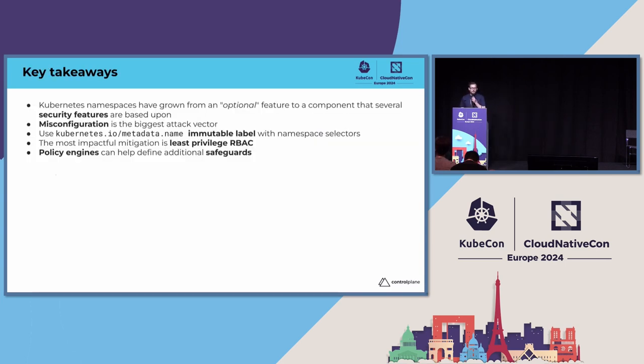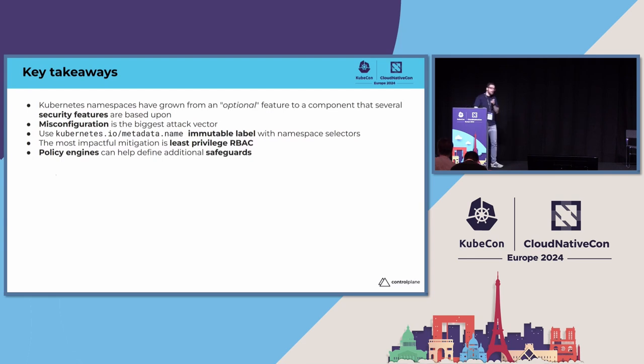So, yeah, we finally reached the end of this presentation. Key takeaways for you. I strongly believe Kubernetes namespaces have grown from an optional feature, as the documentation says, to actually a cornerstone for several security features in our cluster. So although they do not provide any isolation by themselves, a lot of security functionalities are based off them. Misconfiguration is a real thing, and therefore you should restrict what users can do, and you should audit changes to your namespaces in production. Least privilege is the most important mitigation, alongside the use of immutable labels, which sounds like a trivial thing, but actually isn't, and this is all for free.